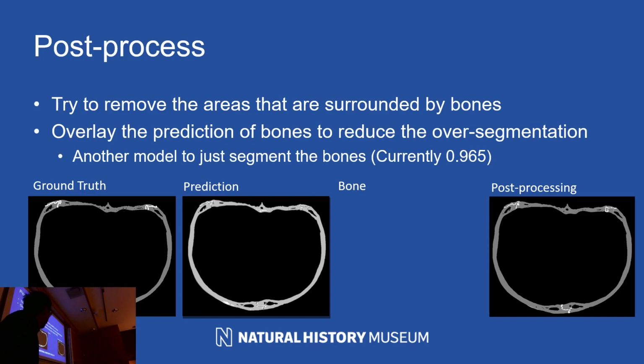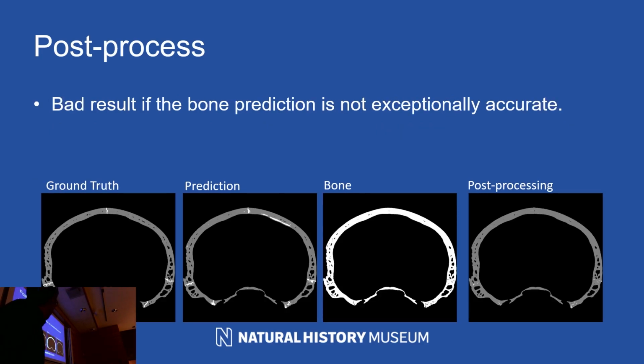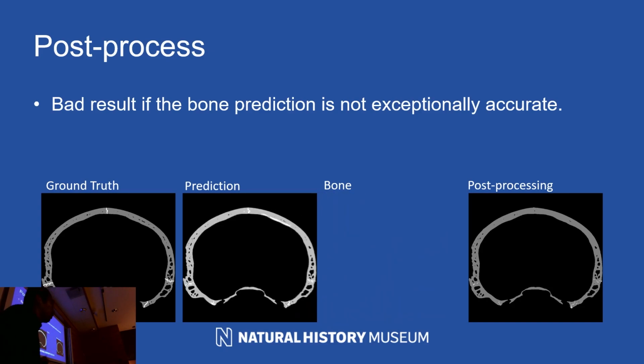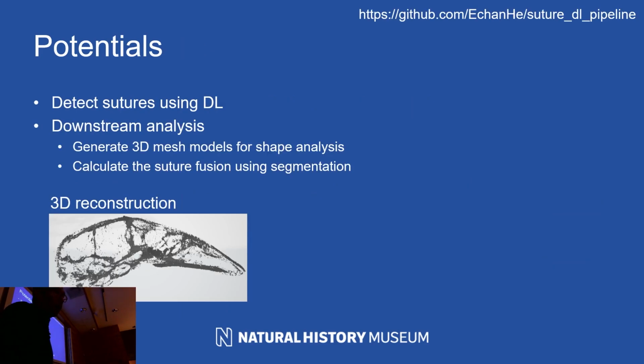But we need to be really careful, because if the bone is not very accurately predicted, then, for example, see here, it predicts this suture as bone, and if we overlay, then nothing is left. So I think we need to be really careful about the post-processing. So here is the current stage of my study, but I think it shows some potential.